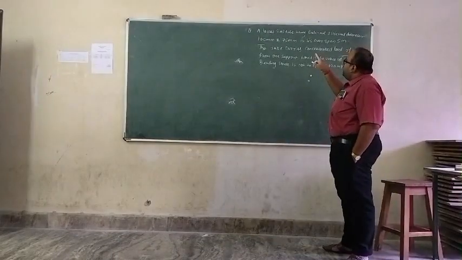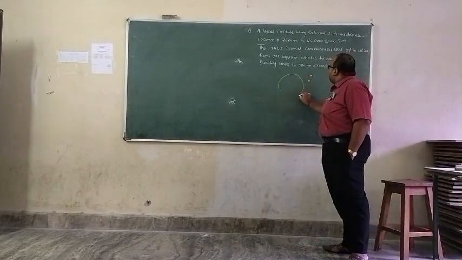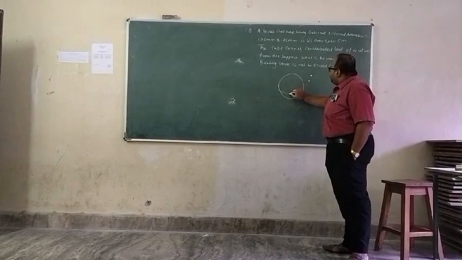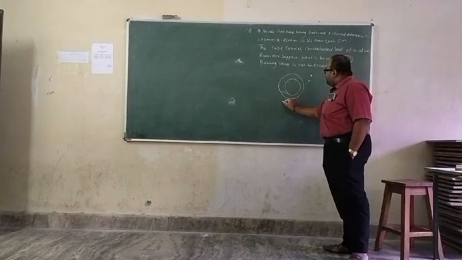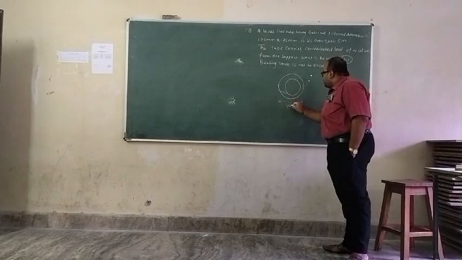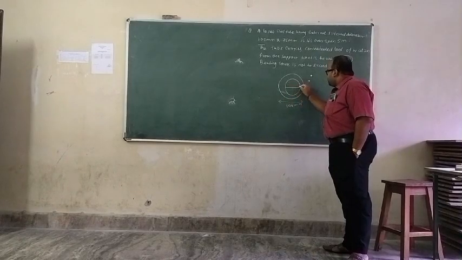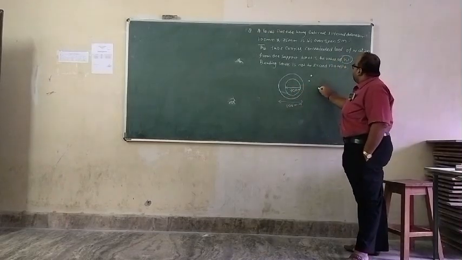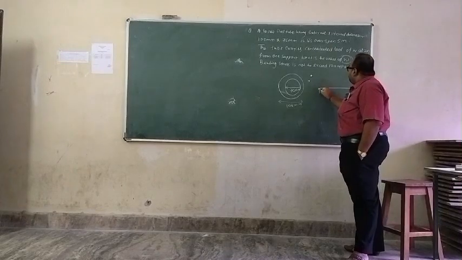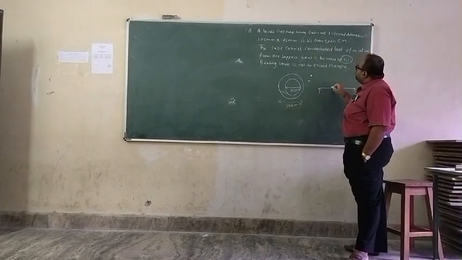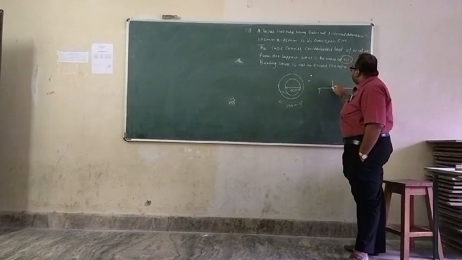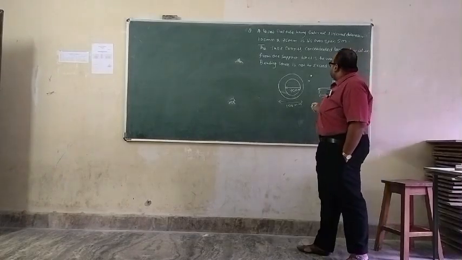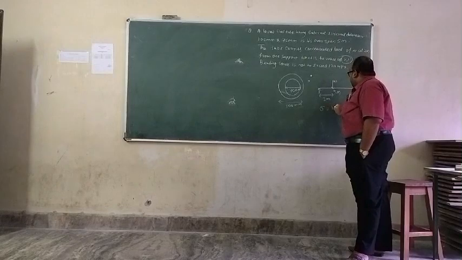Next problem. In this problem, a hollow steel tube having external diameter 100 mm, internal 75 mm, and is simply supported over a span of 5 meter, and the tube carries concentrated load W at 2 meter. Bending stress is given 100 MPa.